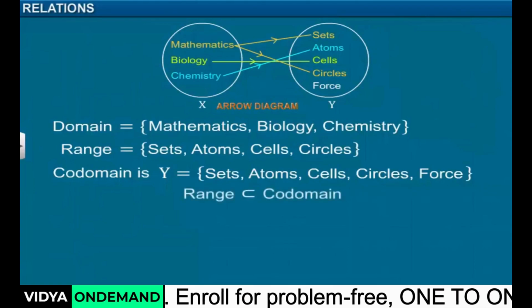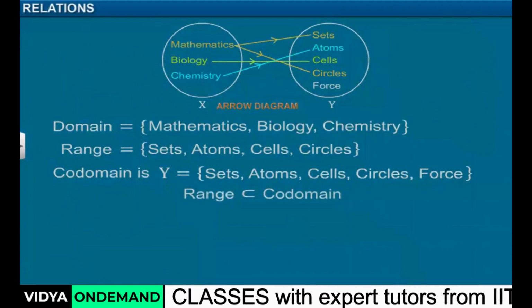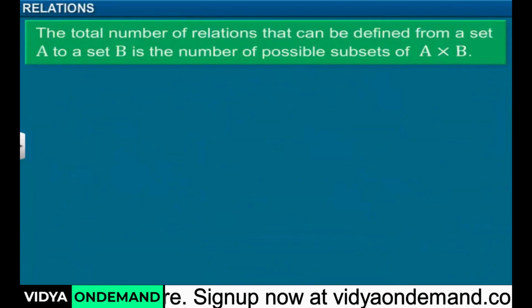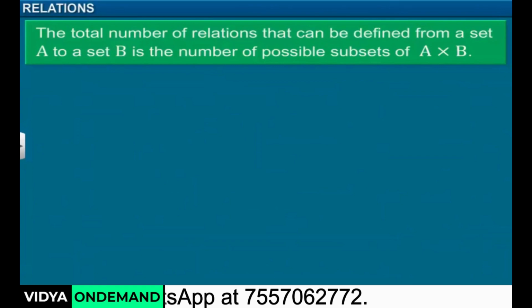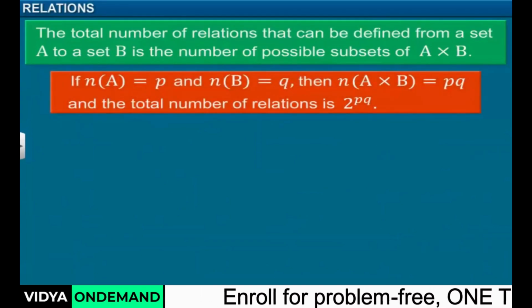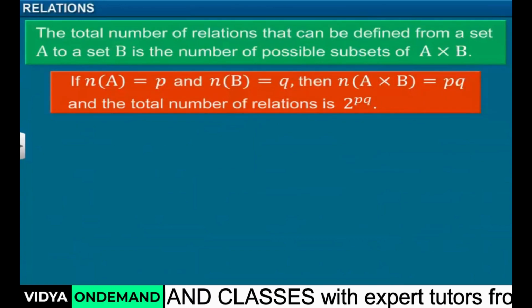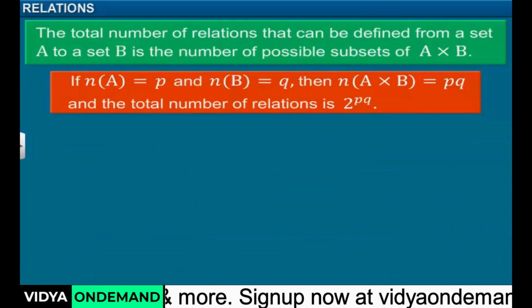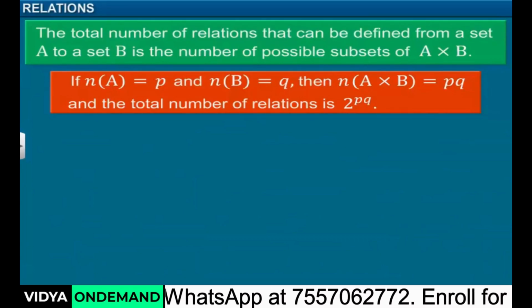The total number of relations that can be defined from a set A to a set B is the number of possible subsets of A cross B. If the number of elements in set A is P and the number of elements in set B is Q, then the total number of ordered pairs in the Cartesian product of A and B is PQ, and the total number of relations from A to B is 2 raised to the power PQ.